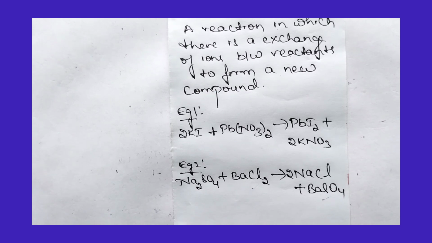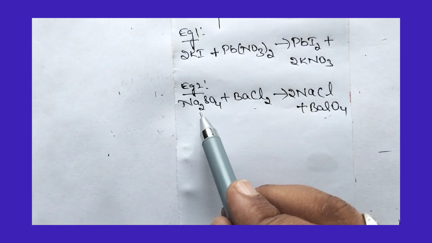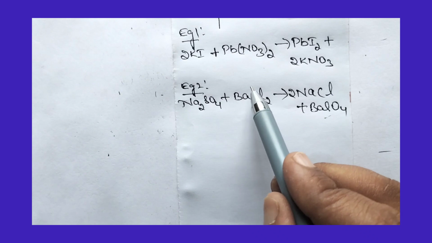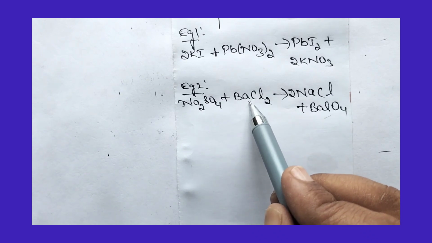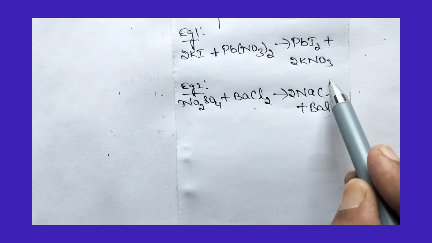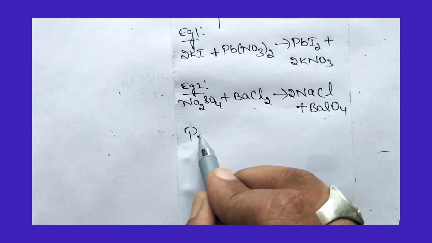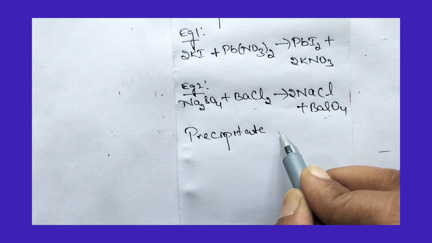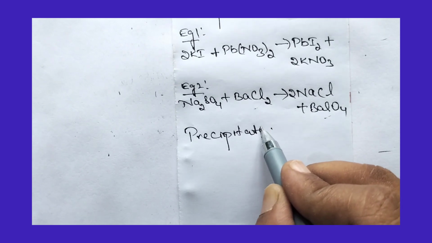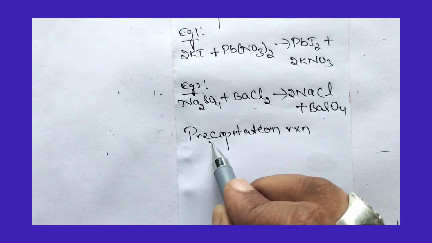So this is about double displacement reaction. So now here Na2SO4 is sodium sulfate, BaCl2 is barium chloride. Sodium sulfate reacts with barium chloride to form sodium chloride and barium sulfate. So now let us move to the next type of reaction, that is precipitation reaction. So double displacement is also called precipitation reaction.